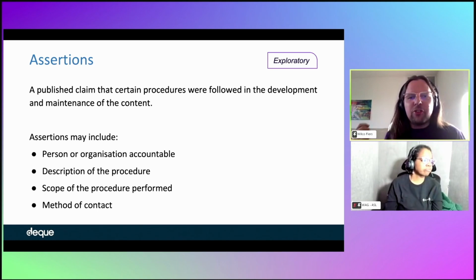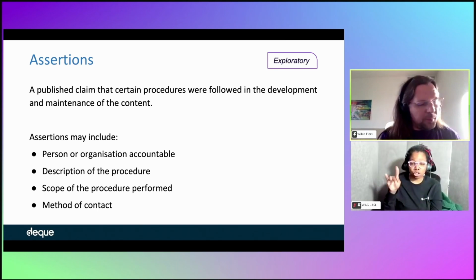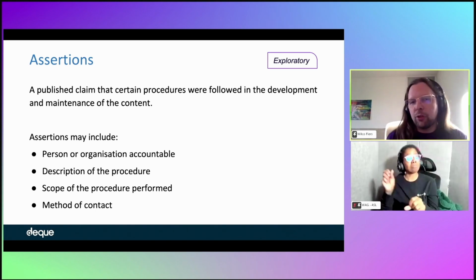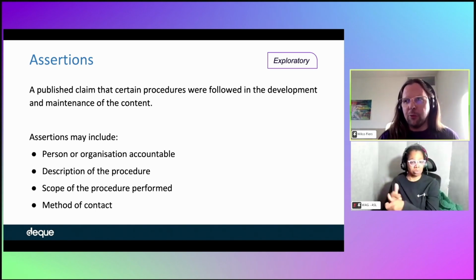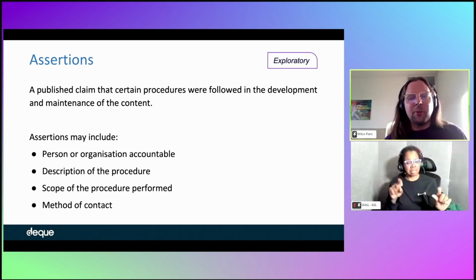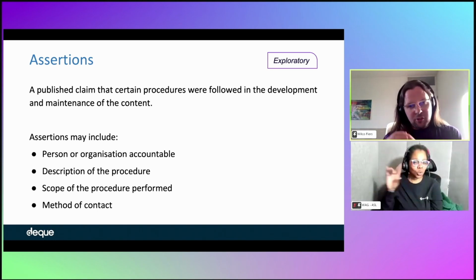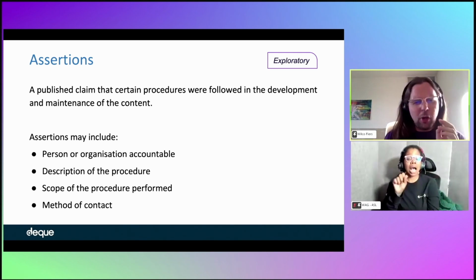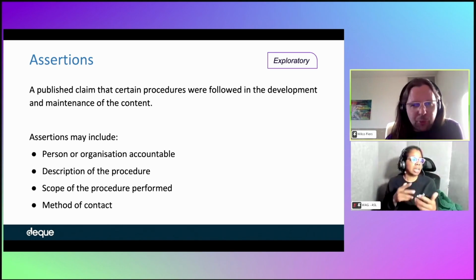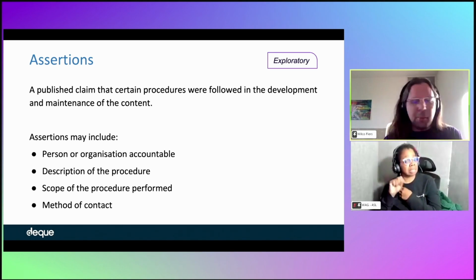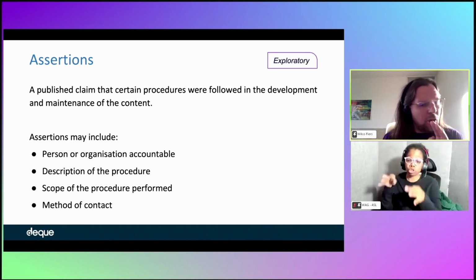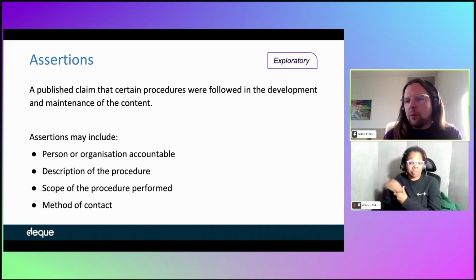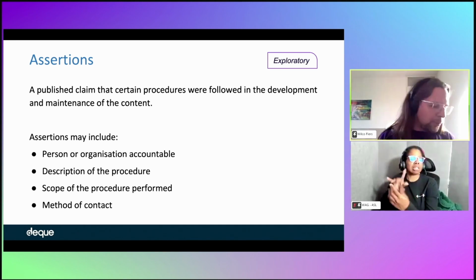And where assertions are, these are claims. These are published claims that a certain procedure has been followed. So this is the direction we're thinking of testing the untestable in WCAG 3. We'll ask organizations to publish these assertions, which may include a person or organization who's accountable that a certain process was followed, a description of that procedure, the scope, what was actually involved and what wasn't, and then a method of contacting to ask for more information.